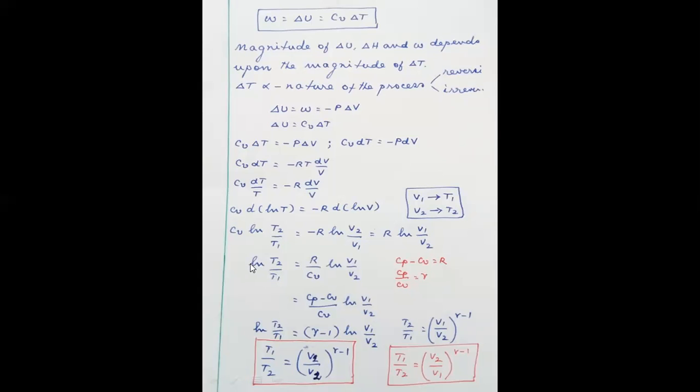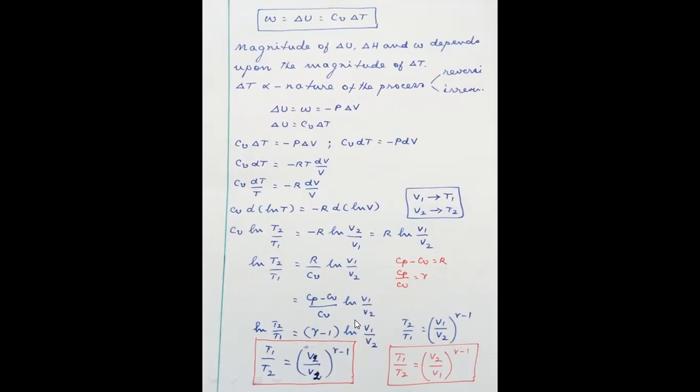Now you can relate ln T2 by T1, the Cv on the left hand side is brought to the right hand side in the denominator, which is equal to R by Cv ln V1 by V2. Now look here, what is R? Cp minus Cv is R. So Cp minus Cv divided by Cv, what happens? Cv by Cv becomes 1, whereas Cp by Cv becomes gamma. See, Cp by Cv is gamma. So this entire term becomes gamma minus 1 ln V1 by V2.